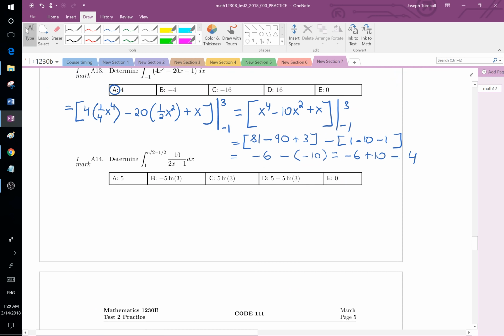And number 14. 14 is the type that resembles 1 over x, resembles a log function. You take the antiderivative of 1 over x, you get ln of x, but there's stuff kind of contaminating it. And the bounds are ugly. I'm going to do this as a wholesale substitution. Everything is going to be substituted in. We're going to change the bounds.